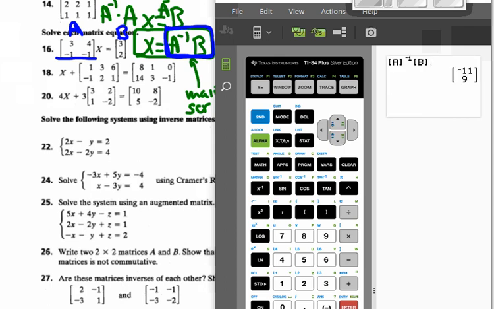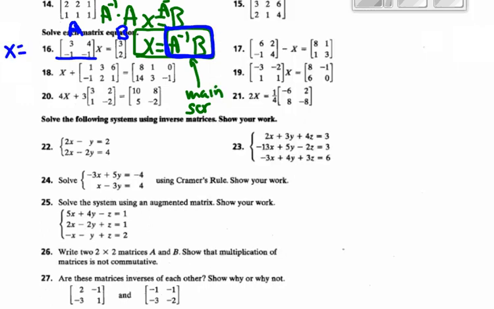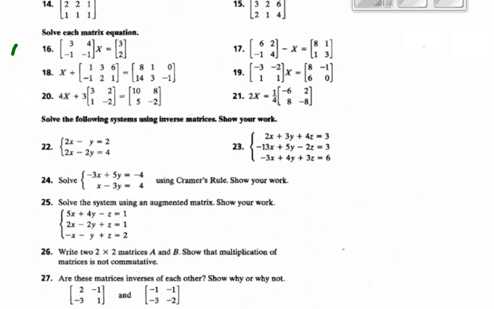So that means the X coordinate is -11, the Y coordinate is 9. X equals, what did I just say it was? -11, and Y equals 9. That's my point of intersection. Let's go ahead. X equals -11, Y equals 9 for that answer.